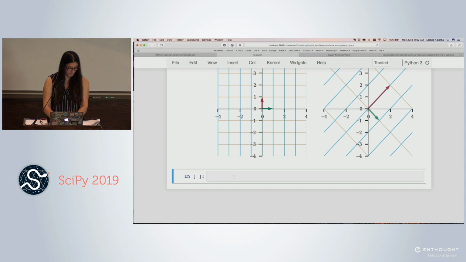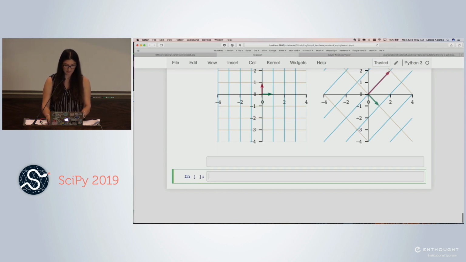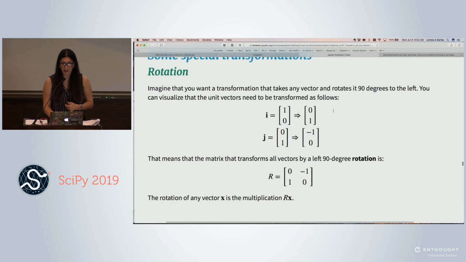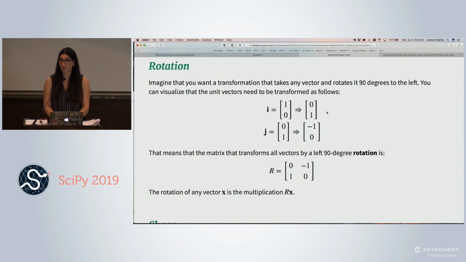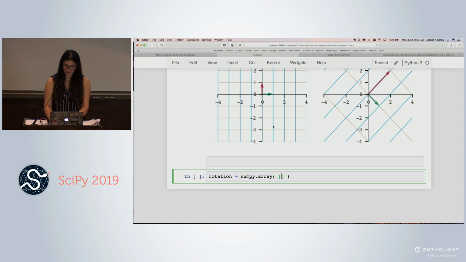All right, so let's create R. I'm just going to create a new cell here. Let's call it rotation, and that rotation is going to be a NumPy array. Remember, in Python, we have to list the rows to create the array. So even though we think in columns, Python needs us to talk to it in rows. So 0, minus 1 is going to be the first row, and the second row, 1, 0. Let's print it to make sure that we're getting what we wanted.